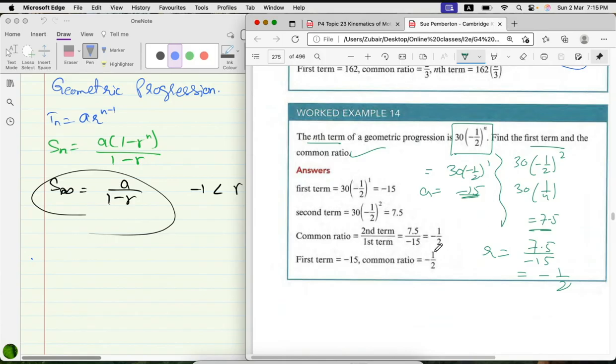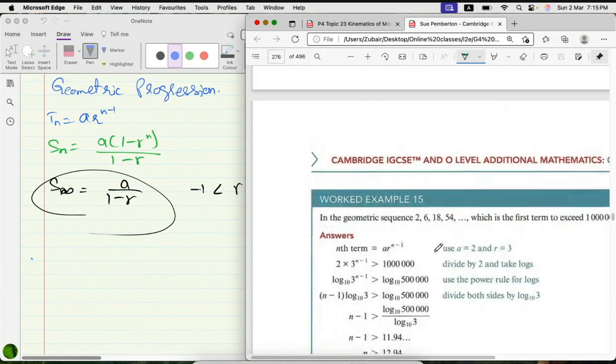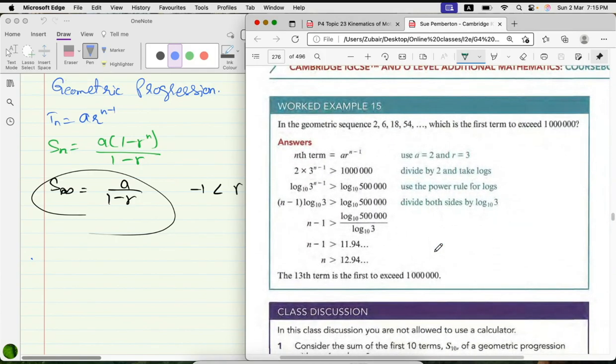It could be more than one, it could be less than one. Less than one means it is converging towards zero. More than one means it is diverging, the numbers are becoming larger and larger.